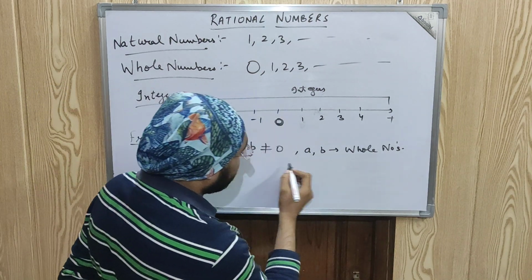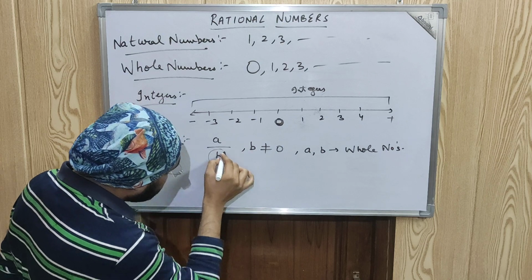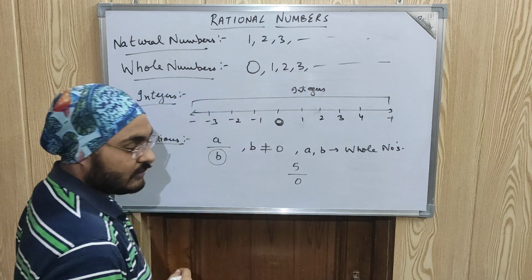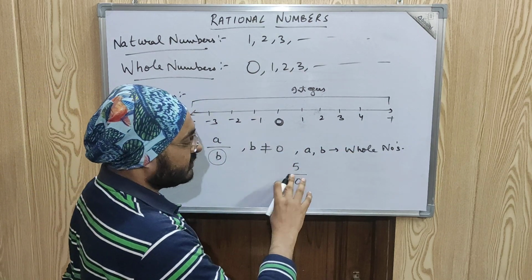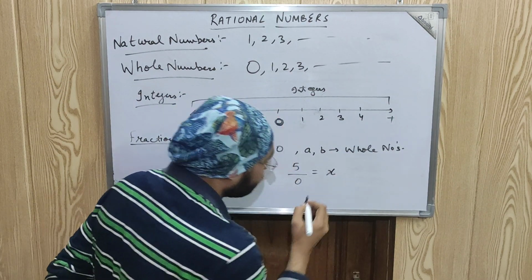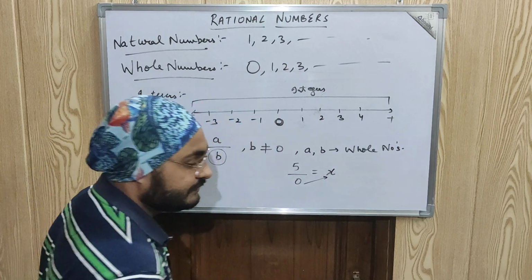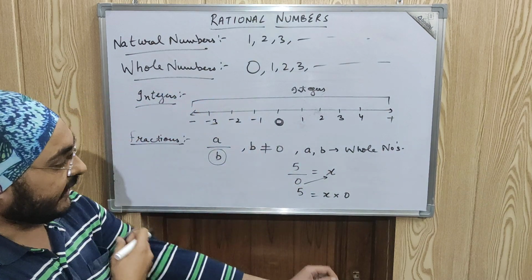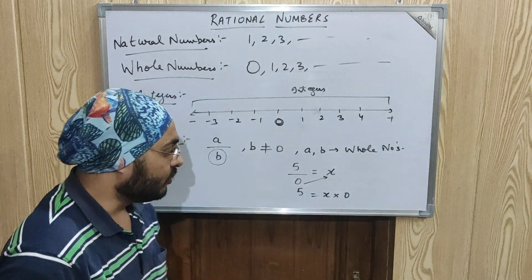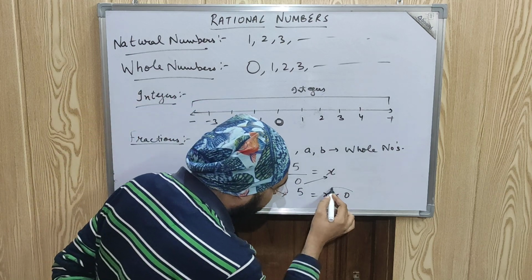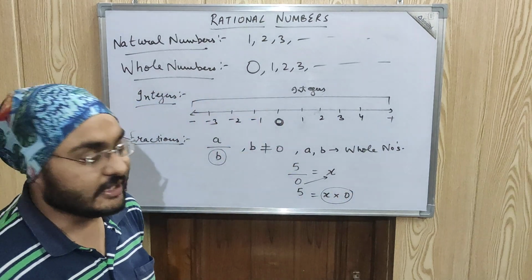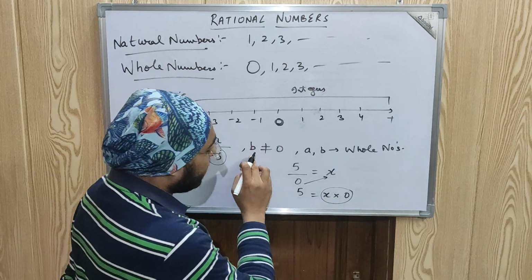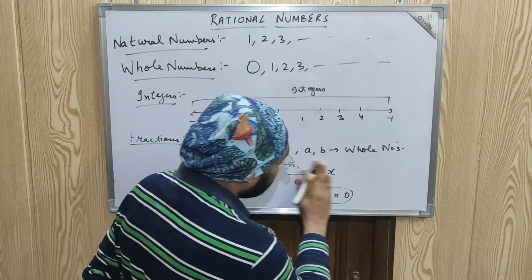Now coming to why this b is not equal to 0. If I am saying a number in which the denominator is equal to 0, say 5 by 0, suppose this value exists. If I take this value equal to x, this 0 can go here, so 5 equals x multiplied by 0. Can this condition exist? No, this condition can never exist. Anything multiplied by 0 will be 0 only. So 0 cannot be equal to 5 or any other number. That's why we are saying b should not be equal to 0.